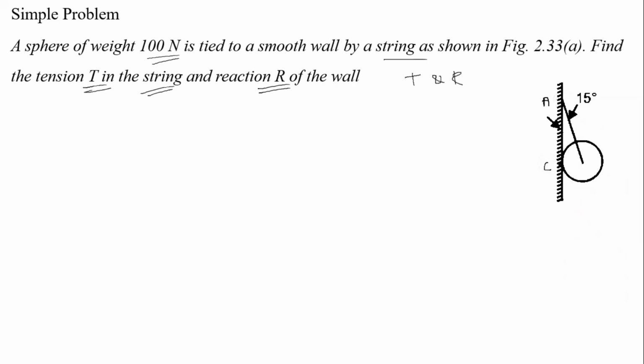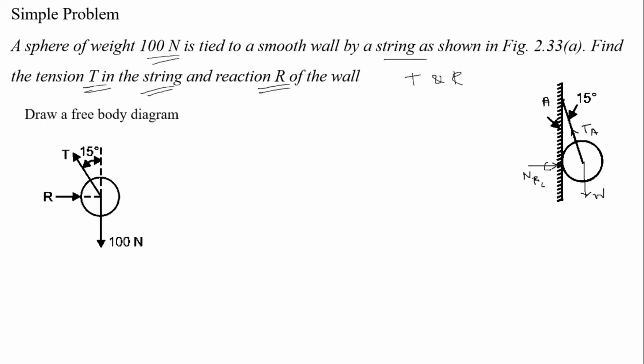The weight of the ball always acts downward. This is W and the tension T A acts upward, and wherever there are supports, we have to consider the reaction force from the support towards the ball. This is the normal reaction at point C. This is the free body diagram. See, 15 degree, the tension T acts upward, the reaction force acts towards the ball from the support, and 100 Newton acts downward, which is W, the weight of the ball.